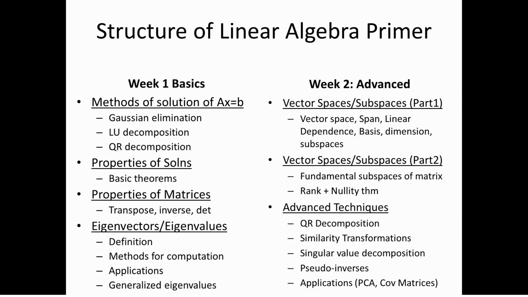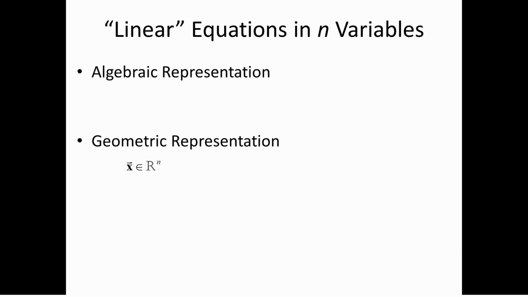What I want to do in the rest of this video is just very briefly talk about linear systems. So we say that we have a linear equation in n variables, and it turns out there's 2 different ways we can write this. We can represent it algebraically and we can represent it geometrically. Okay, so most things in math have this kind of duality between algebra and geometry.